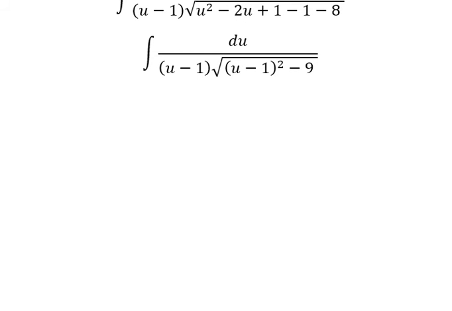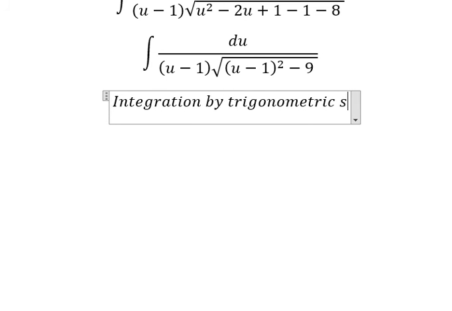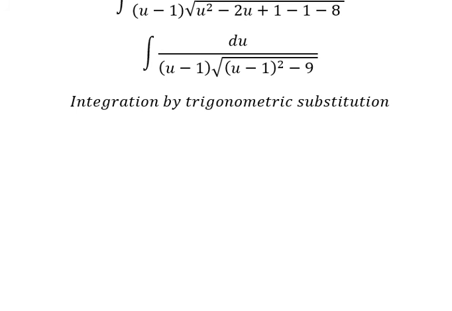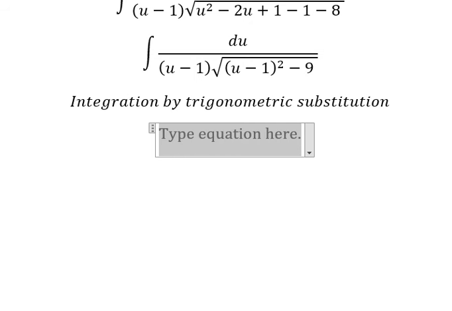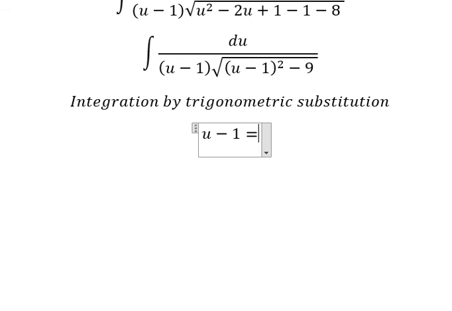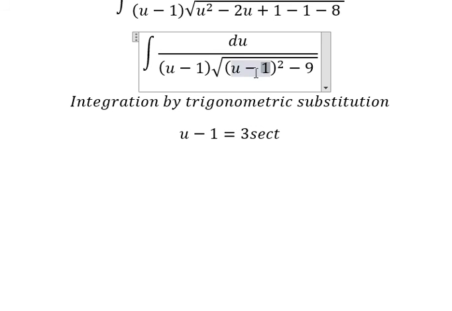So the next one, we can use integration by trigonometric substitution. So I will put u minus 1 equals 3 secant of t. Because if I put this one in here, we have 9 secant of t squared. Number 9, we can do factorization. Secant of t squared minus 1, we change to tan t squared, and later we simplify by du.